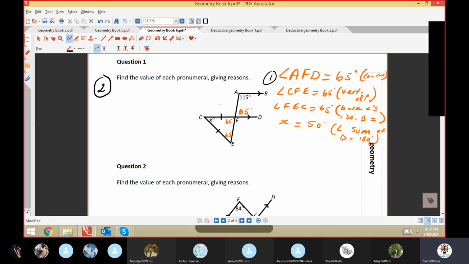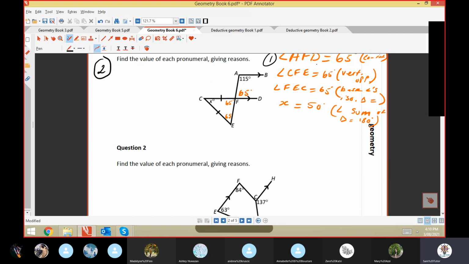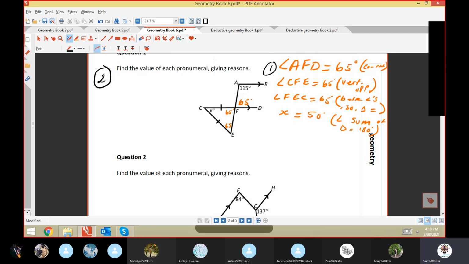So can somebody else see a different step one? Instead of it being angle AFD being 65, can somebody see a different version of something they could have done? Sam, yep, go ahead, tell me. So you could use a corresponding angle with the F. Oh, very good. Is that you, Annabelle? Very good. Angle EFD equals 115. And then you said the reason already. Corresponding angles equal. Excellent.